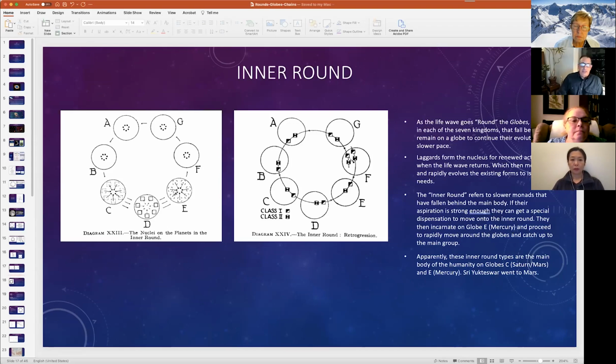So then their next incarnation takes place, because we're here on D, globe D, the earth globe, the physical globe of the earth that we're incarnating on right now, on the physical plane. They move to the Mercury globe, they incarnate on the Mercury level, which is the subtle realms. And then they basically try to move around and catch up. They rejoin us as we move around. If they don't make it, then on judgment day they get taken out. So the inner round refers specifically to those groups that want to accelerate and go around faster than the main body and catch up.